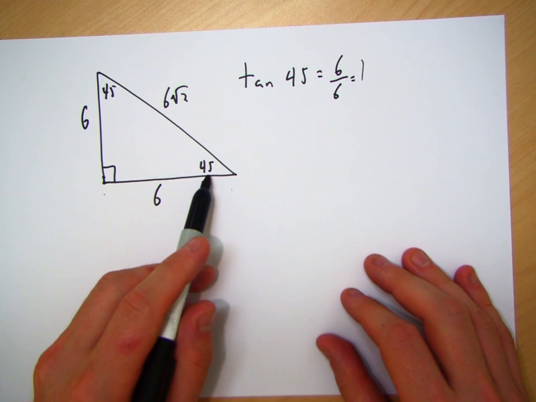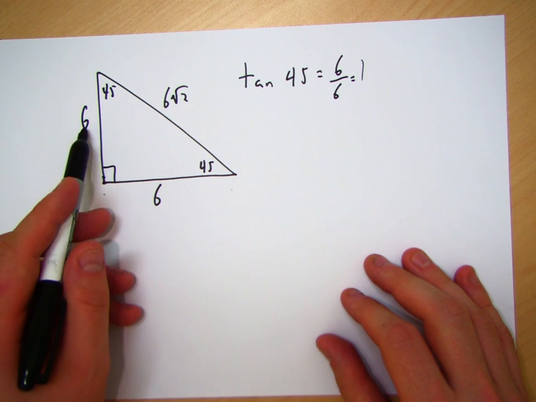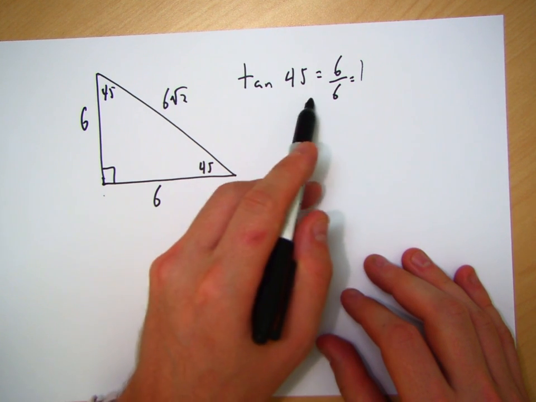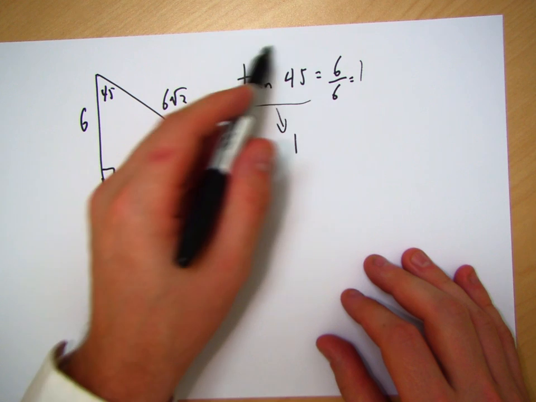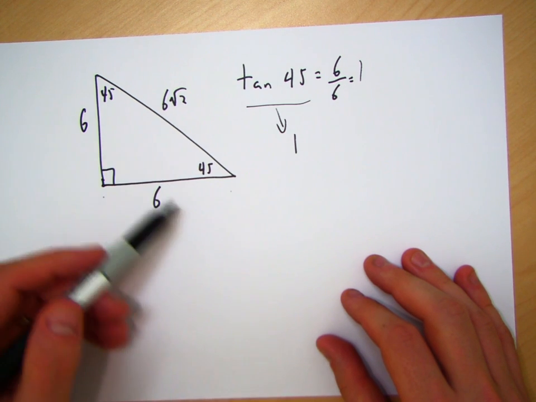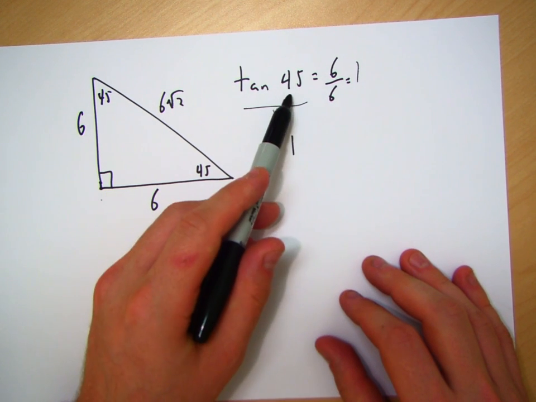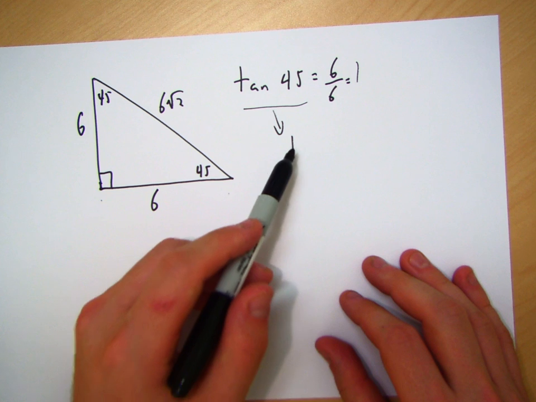It doesn't matter if I start with this one either. Tan of 45 will still equal 6 over 6. If I punch this number on my calculator, I will actually get the number 1, which means I can know the ratio of these two sides without knowing the triangle just by punching in tan of 45. It'll give it to me as the number 1.